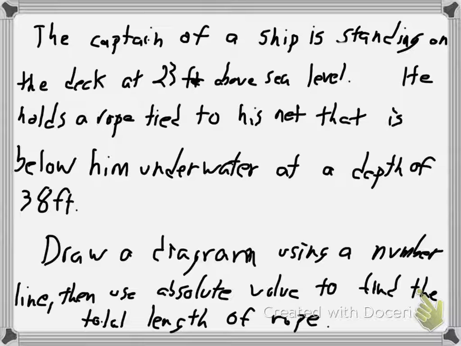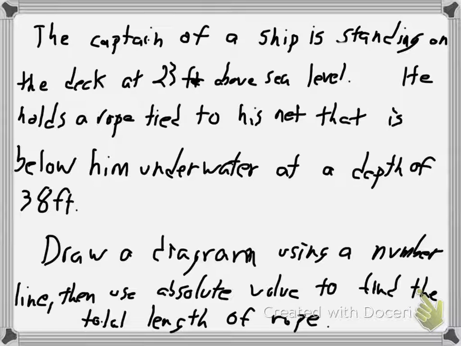Okay, so we have a whole bunch of information being told to us here. We know that we're on a boat here. The captain is 23 feet above sea level, holding the rope, and then it goes all the way down that rope under the water to 38 feet below sea level. And we're asked to draw a diagram of this situation, and then we need to use absolute value to find the total length of rope from the captain all the way down to the net. So let's start looking at our diagram here.